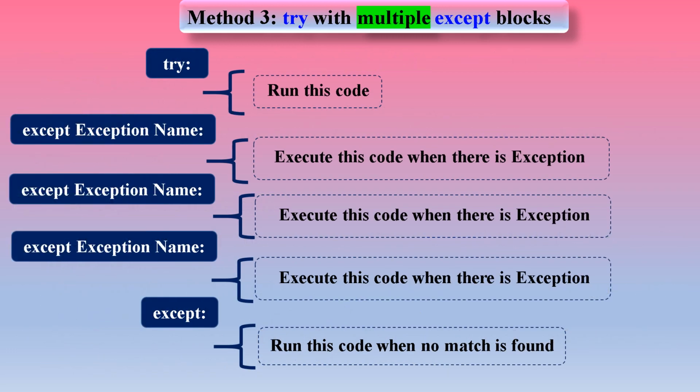In this structure, try with multiple except blocks, the code within each except block is executed based on the specific exception encountered, and if none match, the code following the except without an exception name is executed.